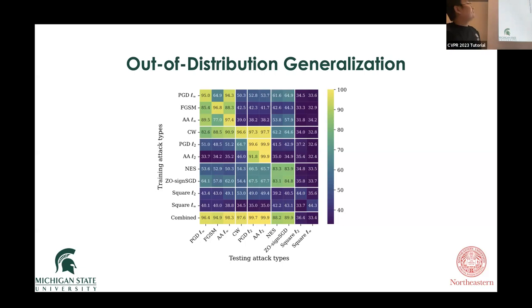Therefore, the diagonal line shows in-distribution performance. You use the same attack method at training and testing, but different images, for sure. And the off-diagonal shows the out-of-distribution generalization performance. You train on one attack type but test on another attack type, which is different from the one in the training set. So these are the off-diagonal entries.